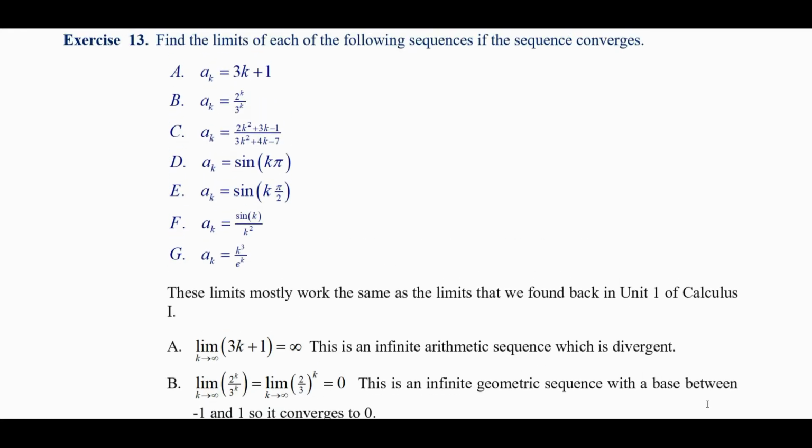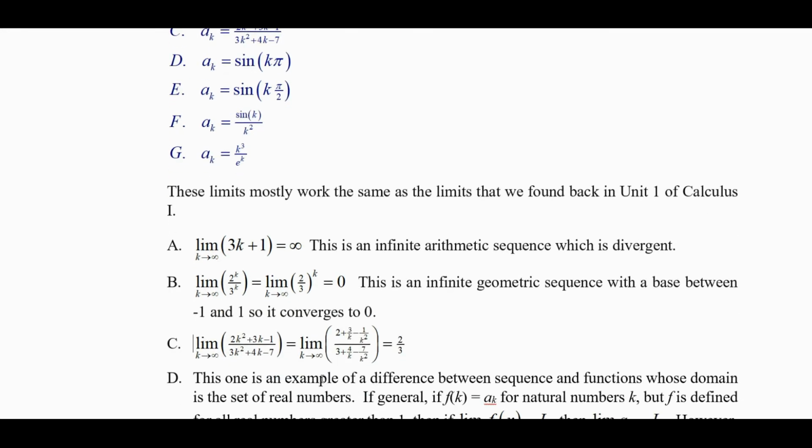All right, there are multiple techniques here perhaps, but one of the ways we can figure out this next one is to multiply the numerator and denominator by 1 over k squared and distribute. That gives us this form here, 2 plus 3 over k minus 1 over k squared for the numerator. The denominator is 3 plus 4 over k minus 7 over k squared. Then take the limit of each piece. All these parts with k go to 0, and you're left with 2/3.